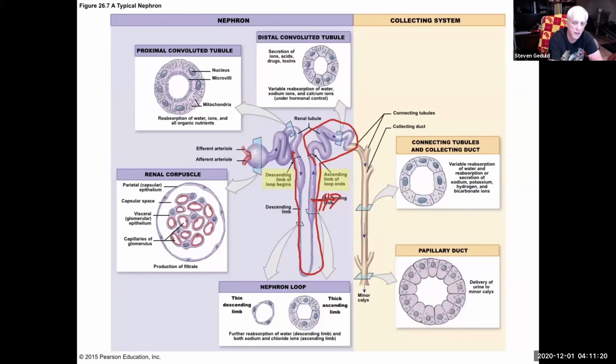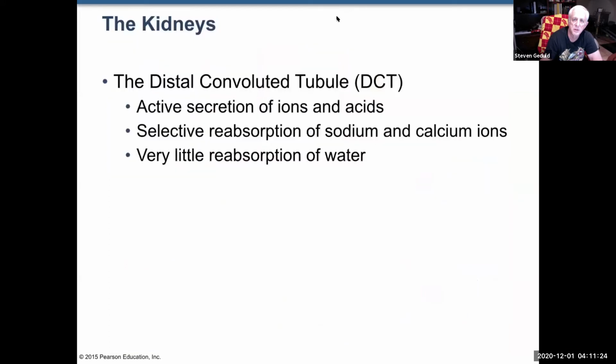Okay, then we have the distal convoluted tubule. Okay. The distal convoluted tubule secretes ions and acids. Okay. There's selective resorption of sodium and calcium ions. There's very little resorption of water. Okay. Most of the water has been resorbed by the proximal convoluted tubule before it enters the loop. Most of the urine has been concentrated to that point.